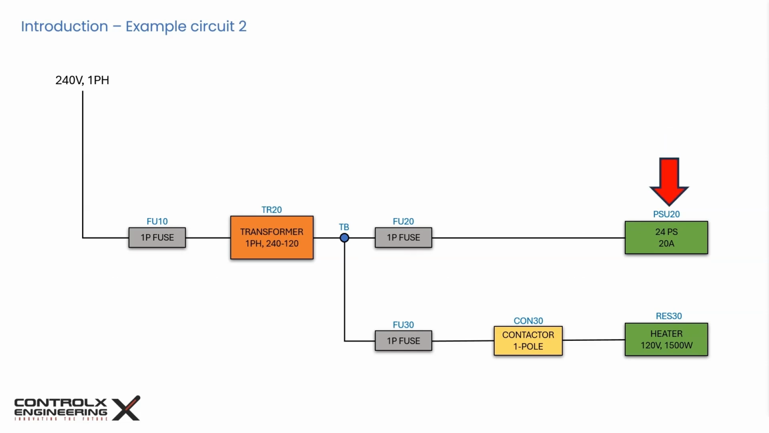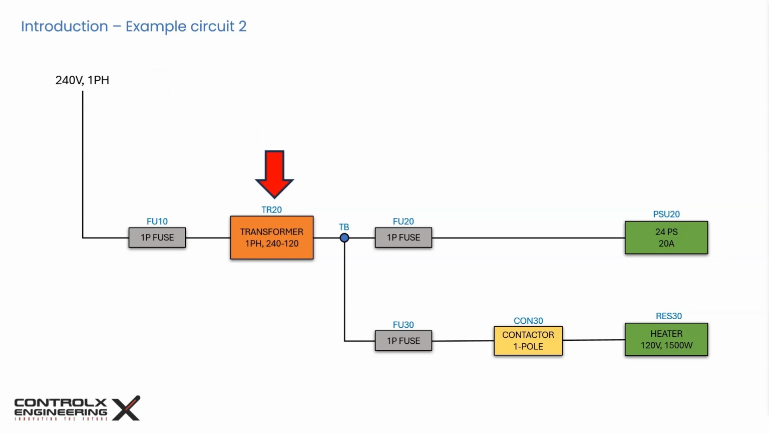There are two load circuits in this example. The first one is a 24-volt 20-amp power supply protected by a single-phase fuse FU20. The power supply requires single-phase 120 volts AC. The second load is a 120-volt 1500-watt heater. The heater switching is controlled by a contactor. The load is protected by a single-phase fuse FU30. The mains incoming power to this panel is 240 volts single-phase.